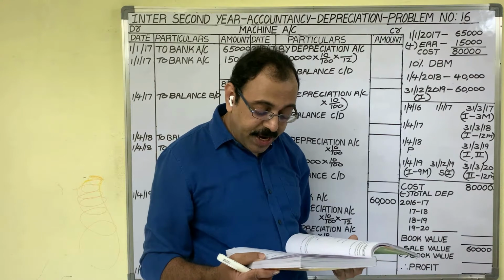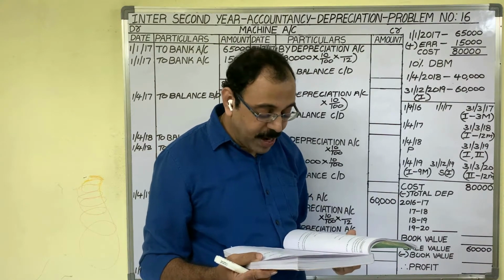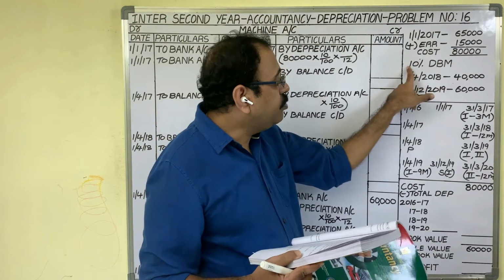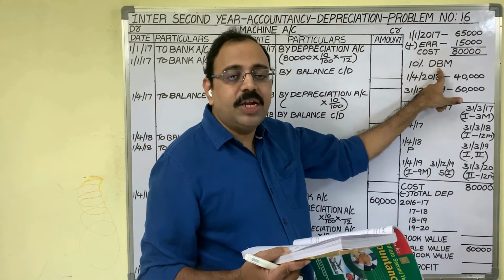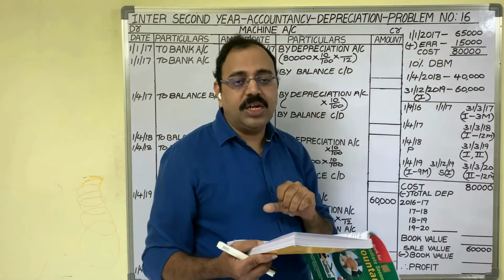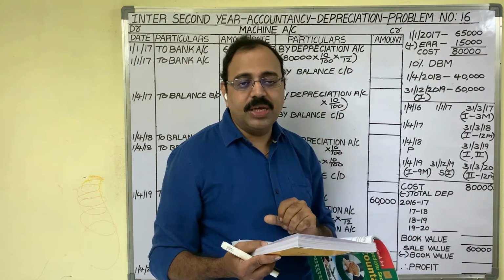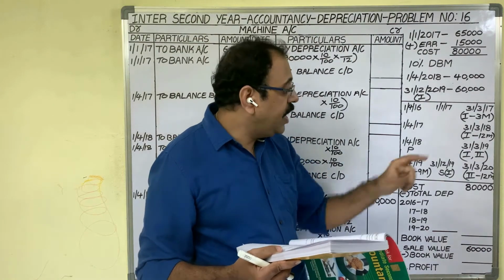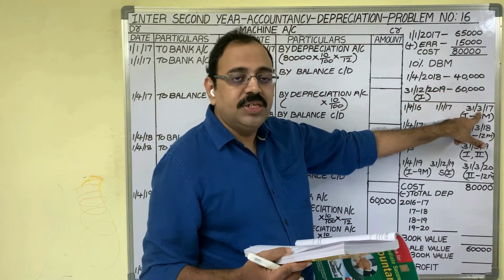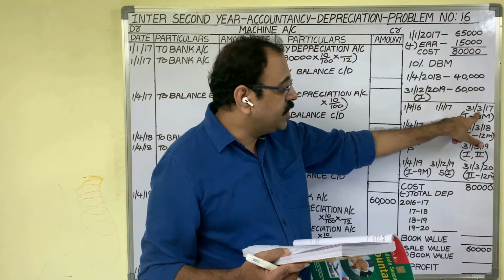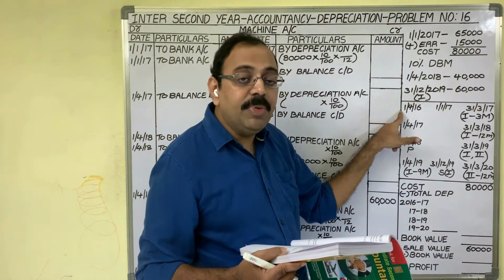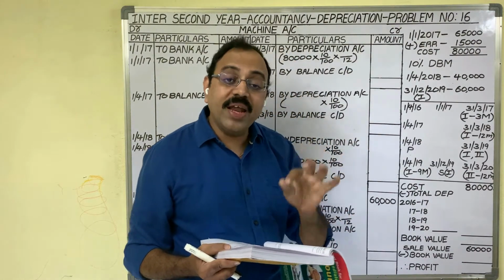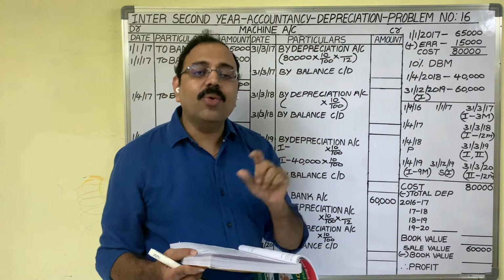Depreciation is provided at 10% under the diminishing balance method on 31st March every year. We have to provide 10% depreciation under the diminishing balance method, also called the reducing balance method or written down value method, on 31st March every year. It means the year ending date is 31st March. If the year ending date is 31st March, the year starting date will be 1st April. It means this firm is following the financial year as their accounting year.